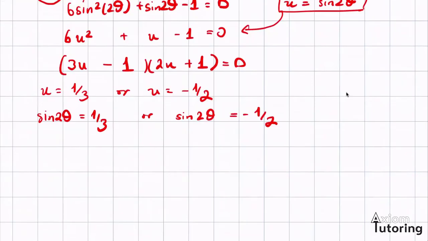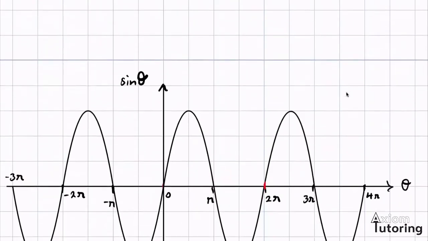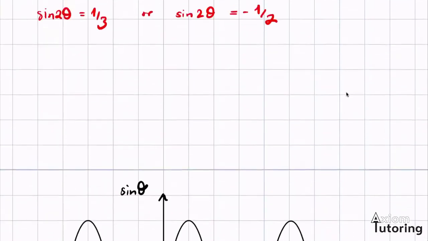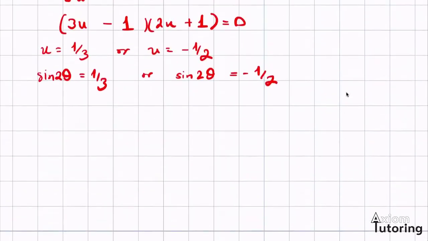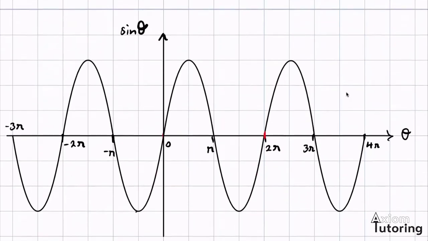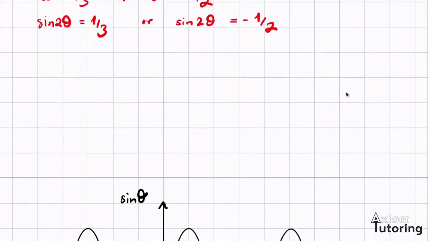Okay. If we have a look at our graph of sine theta down here, we can use it to find the solutions. Okay, so notice that our solutions are sine 2 theta, but I've drawn a sine theta graph. Now, changing the coefficient in front of theta will change the shape of our graph, but we're going to look at that in another video where we're looking at transforming trig functions. So for now, let's focus on getting the actual solutions themselves.